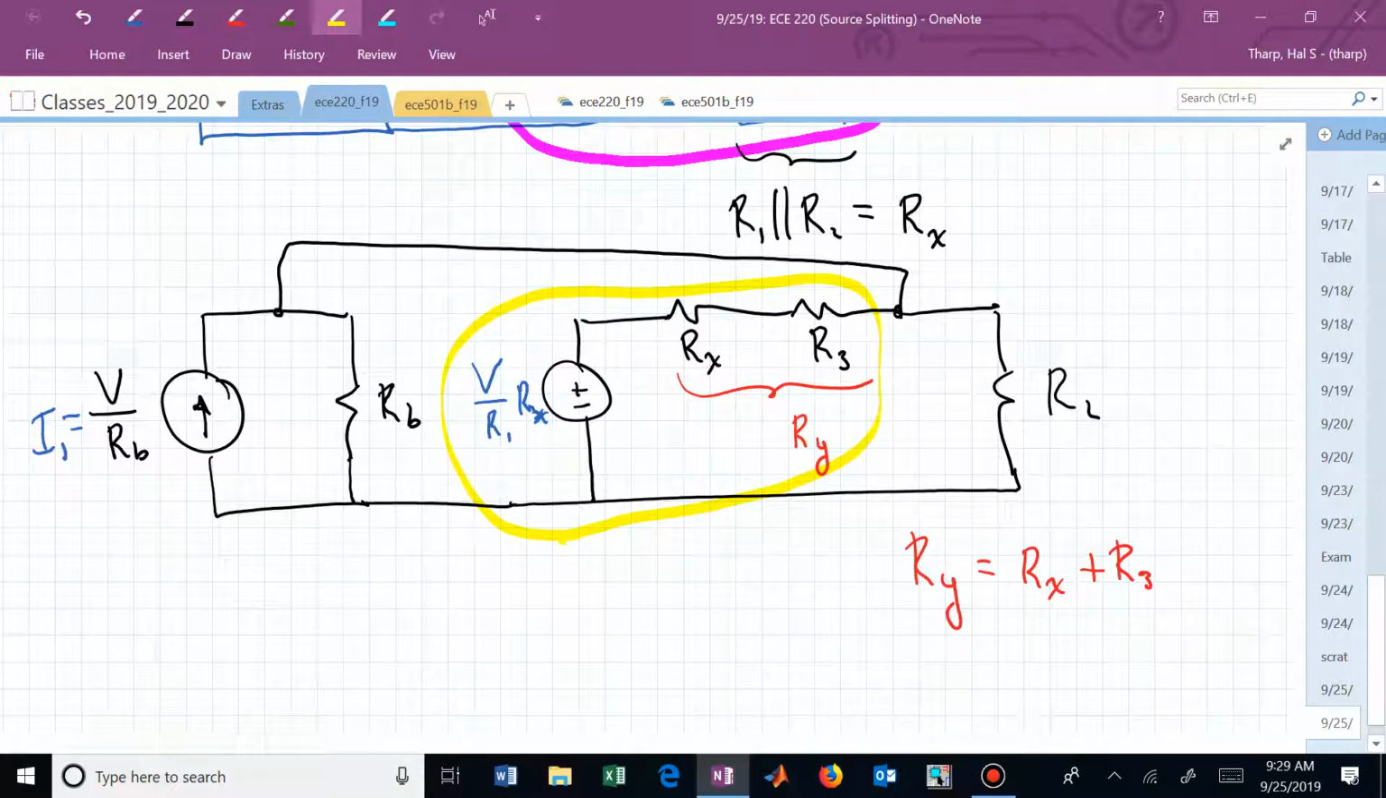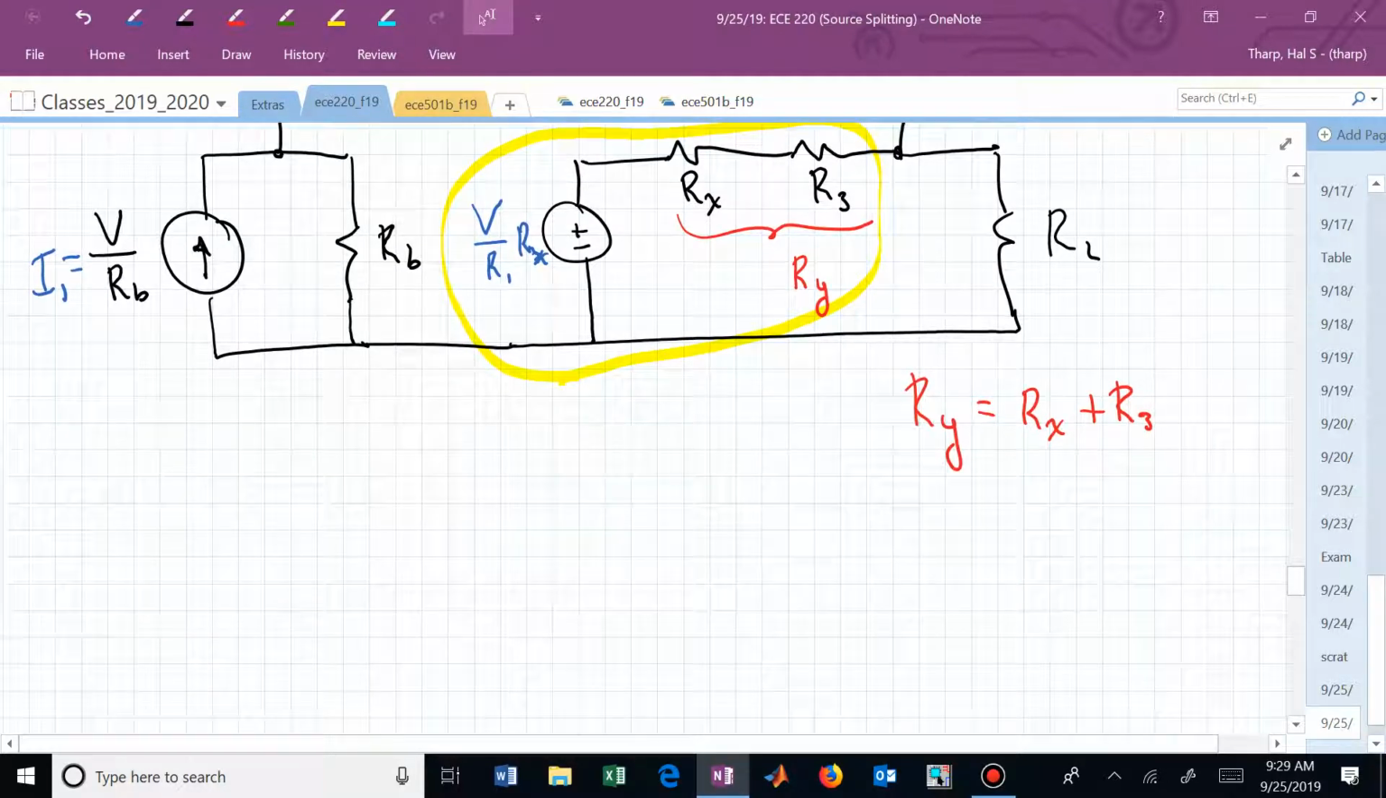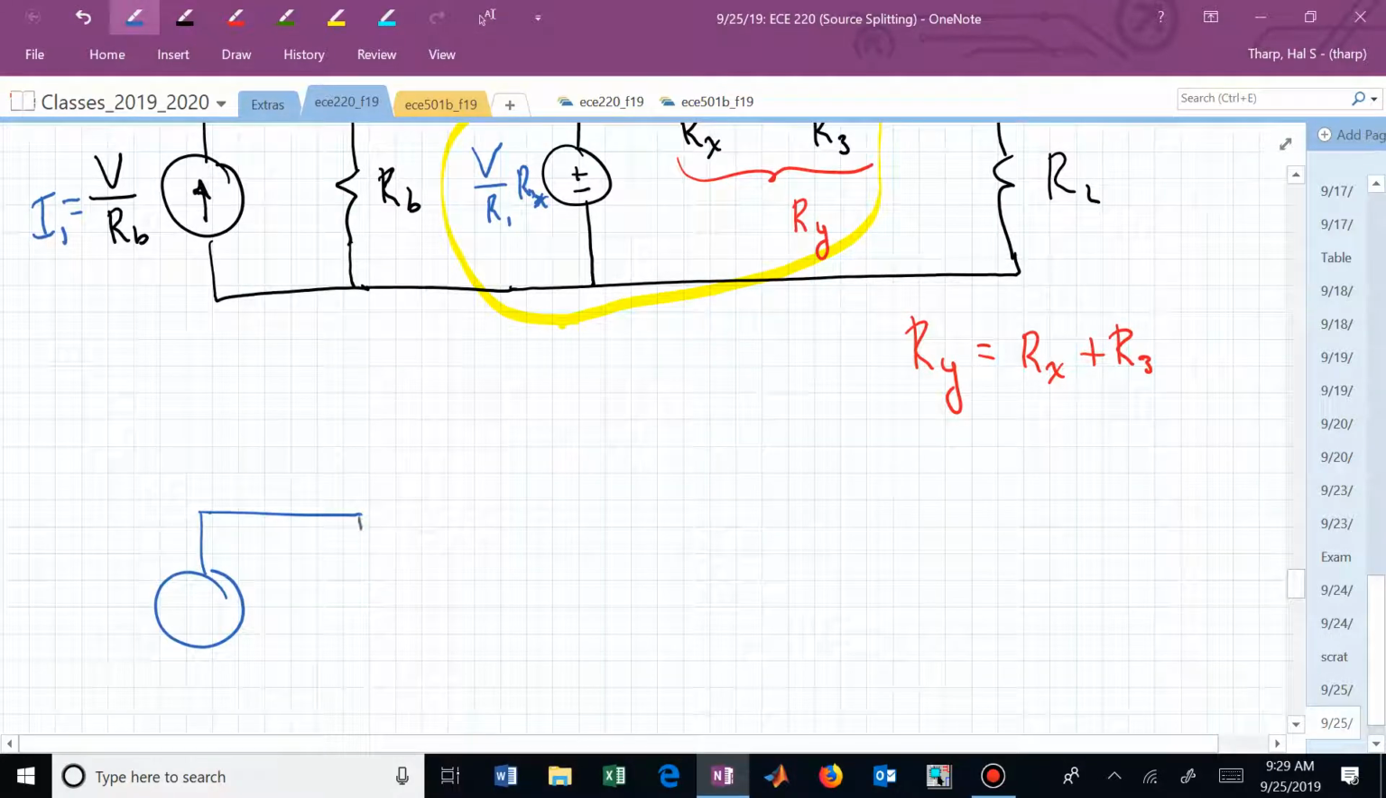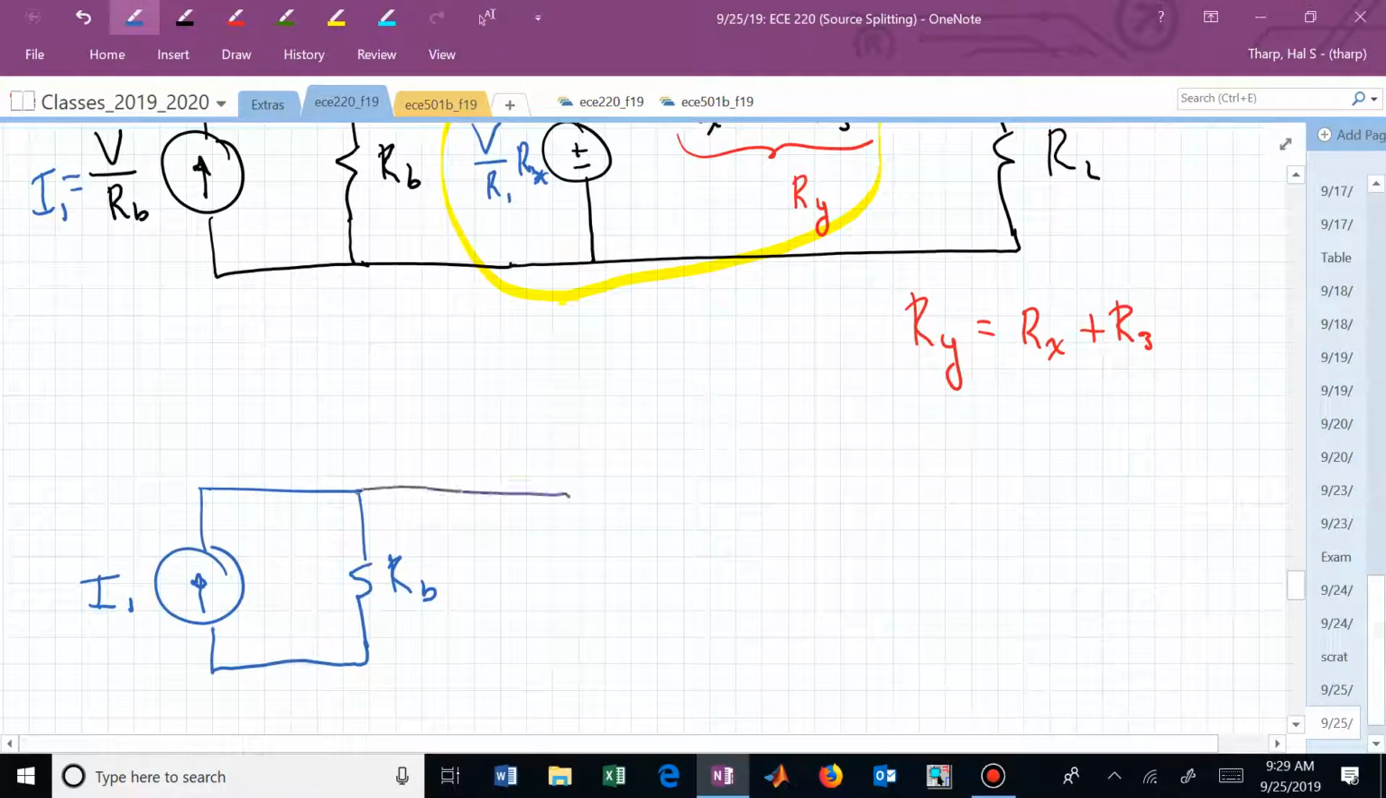Now we want to convert this one back to a Norton so that it's now in parallel with what we originally wanted to have in parallel with that left-hand side. What do I end up with? I can do the left-hand side. That's just continuing to keep it as R sub B and I1. But now what do I have here?